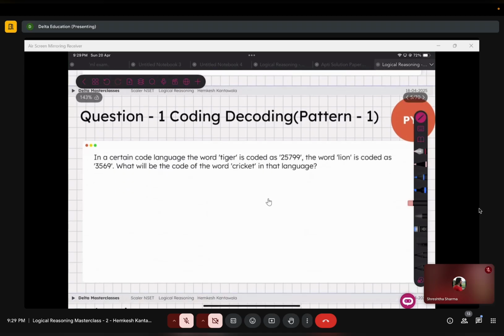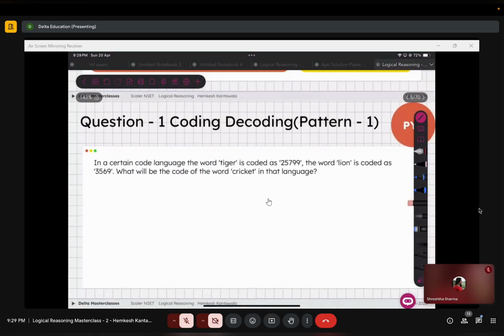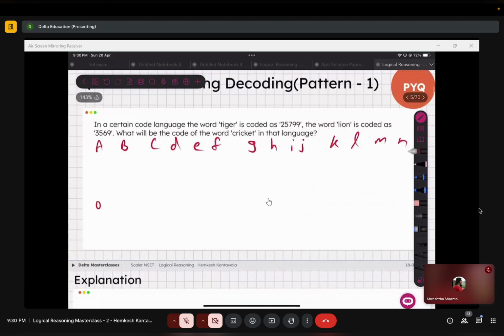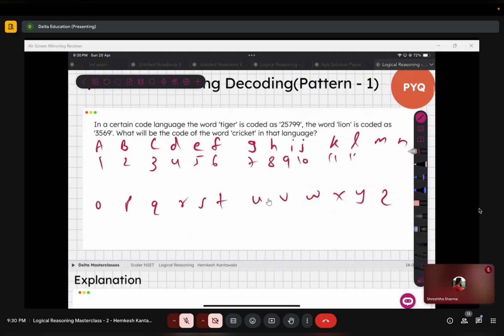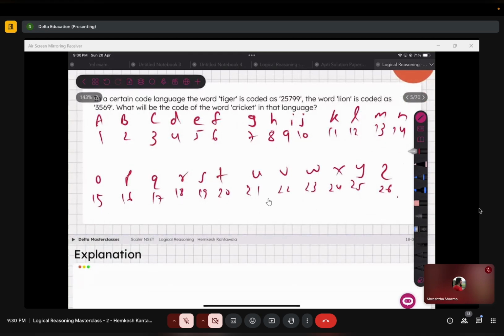Great, Atta. So if we note this down, that if we take the numeric number for each alphabet, A, B, C, D, E, F, G, H, I, J, K, L, M, N, O, P, Q, R, S, T, U, V, W, X, Y, Z. A is 1, 2, 3, 4, 5, 6, 7, 8, 9, 10, 11, 12, 13, 14, 15, 16, 17, 18, 19, 20, 21, 22, 23, 24, 25, and 26. So Tiger, T is 20.